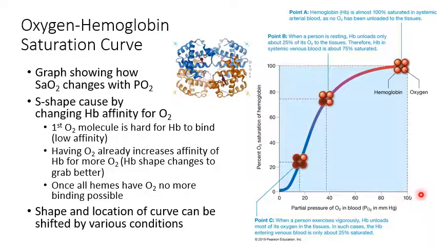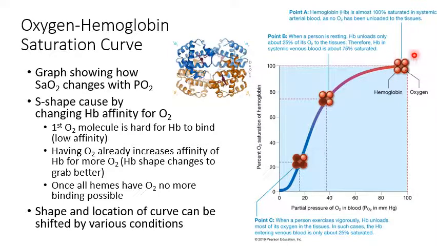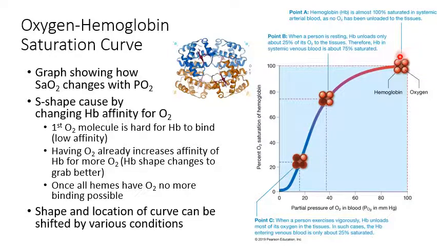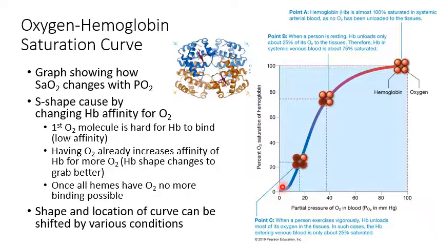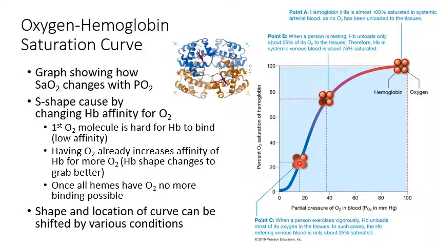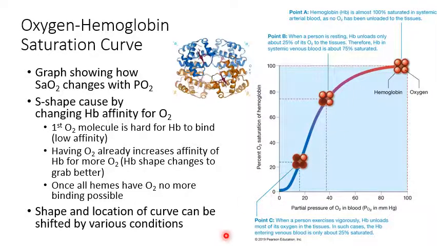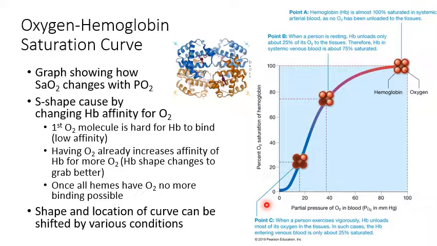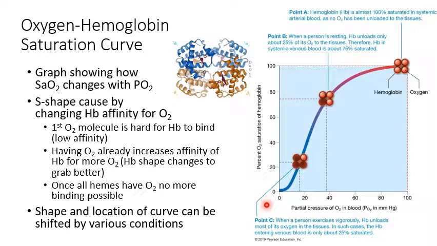So if you have a very high partial pressure of oxygen, you can see you're going to have a very high saturation of hemoglobin with oxygen, with all the sites being filled up. If you have a low partial pressure of oxygen, you're going to have none or few sites on the hemoglobin occupied with oxygen. So you're going to have a low SaO2. The curve is shaped like an S instead of a straight line because actually the affinity of hemoglobin for oxygen depends on how many oxygens are already attached.